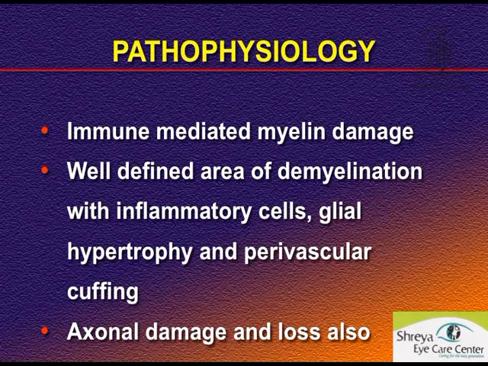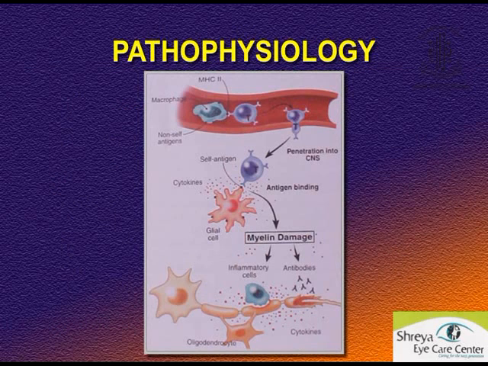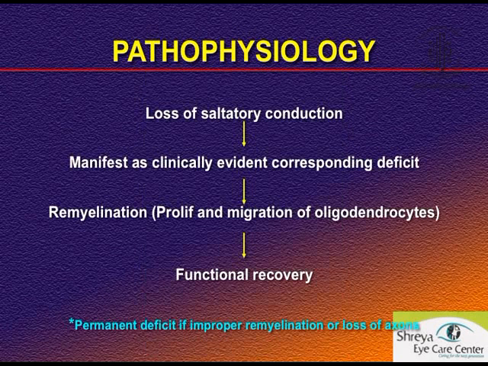Usually it's an immune-mediated myelin damage, where autoantibodies cross the blood-brain barrier and attack the oligodendrocytes, with an antigen-antibody response and damage to the oligodendrocytes. That causes a conduction defect, which is manifest as vision loss because it affects the optic nerves. If any other part of the nervous system is affected, you'll get a corresponding neurological deficit. Then a reparative process of remyelination takes place, done by the oligodendrocytes with proliferation and migration, and then a functional recovery.